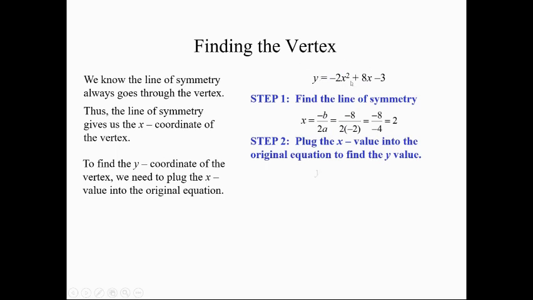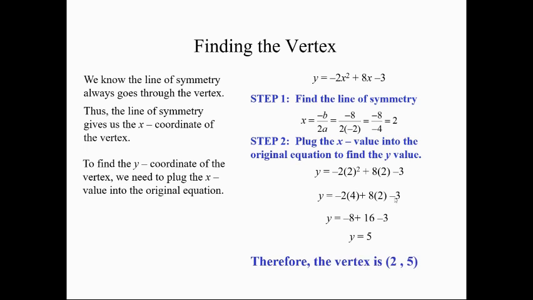Well, that is my x value. So I'm going to go back to my original equation and plug in to find the y value. So we have negative 2 times 2 squared, because I plugged in 2 for x, plus 8 times 2, again plugging in 2 for x, minus 3. Well, 2 squared is 4. Negative 2 times 4 is negative 8. Plus 8 times 2, well, that's 16 plus negative 8, so we're back to 8. Minus 3 is 5. We just see I multiplied and added those.